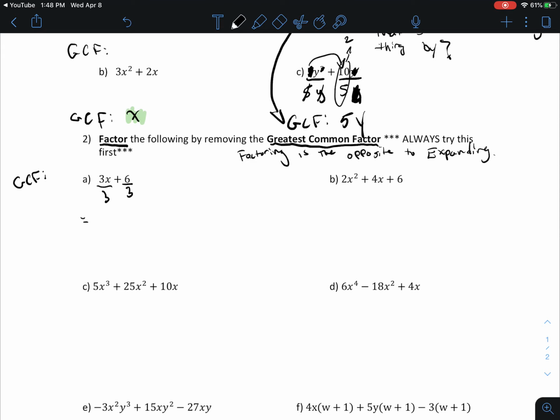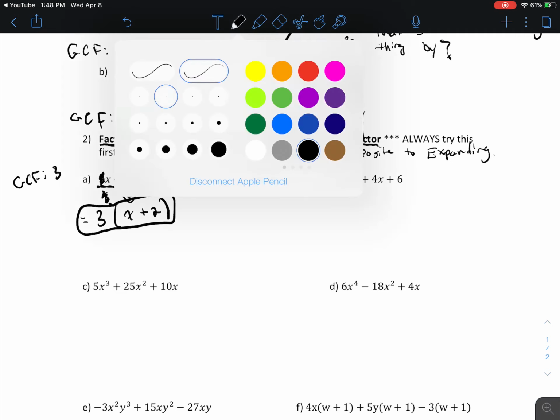3. Okay. So the way this works is whatever your GCF is, you write out front, okay? And then you write what's left after you divide everything by 3. Okay, so the 3 here is going to cancel with the 3. And then 6 divided by 3 is 2. So what's left is x plus 2. Okay, and this is your answer, actually.